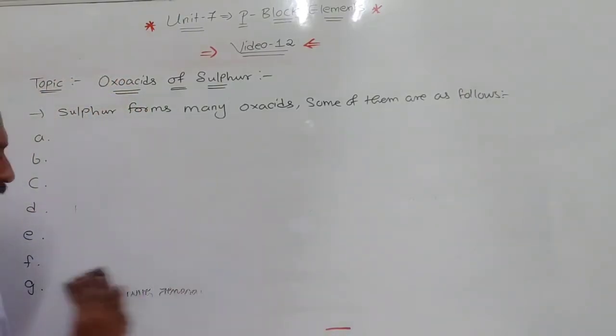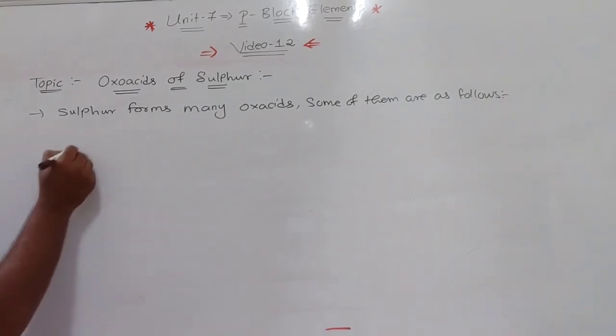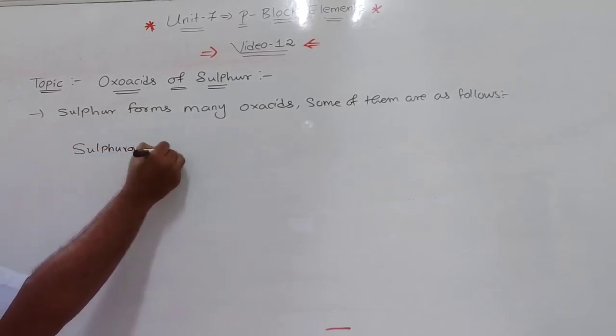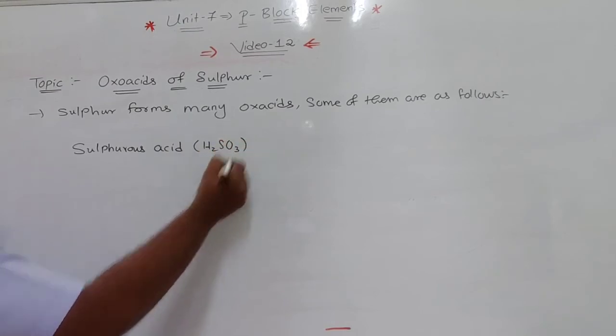Now in your textbook, there are 4 sulfuric acid structures given. The first one is of sulfurous acid. Sulfurous acid. The first structure given has the formula H2SO3, right?